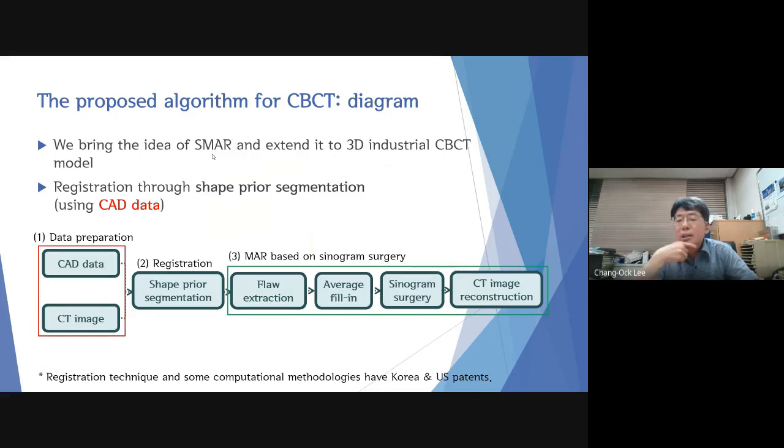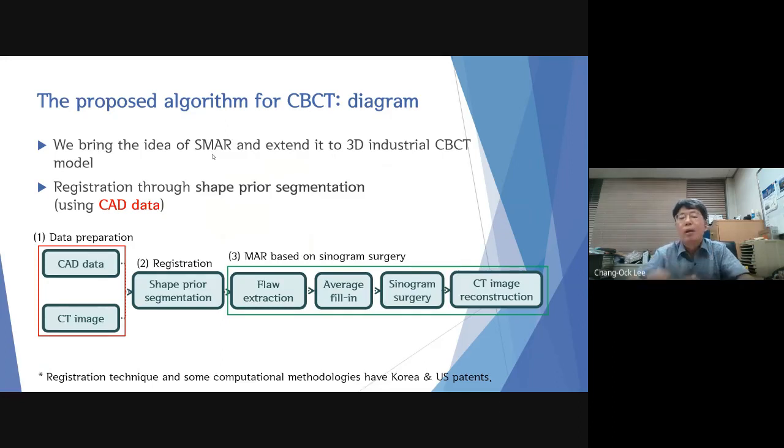Okay, so in the two-dimensional case, we can easily find the area which contains metal. But in the three-dimensional case, it's not easy to find the volumes which contain the metals or air bubbles or flaws, because the picture is three-dimensional, so we cannot easily find them. So we need something to identify the three-dimensional volumes containing the metal or flaws or the air bubbles.